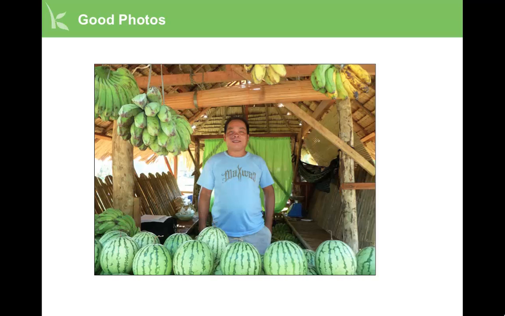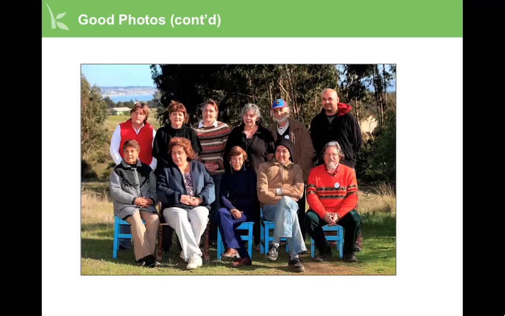Now, let's look at some good photos. This borrower is facing the camera and is clearly identifiable. What do you like about this photo? In this photo for a group loan, all group members are facing the camera and are clearly identifiable.